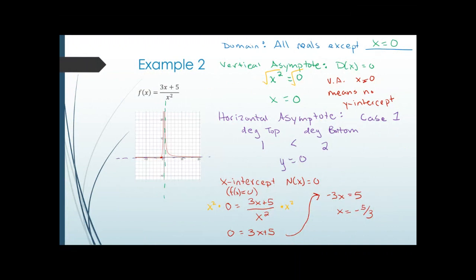So we had a linear on top, which is degree 1, and a quadratic on the bottom, which is degree 2. So since the top was less than the bottom, that's why it's y equals 0. Are there other questions?